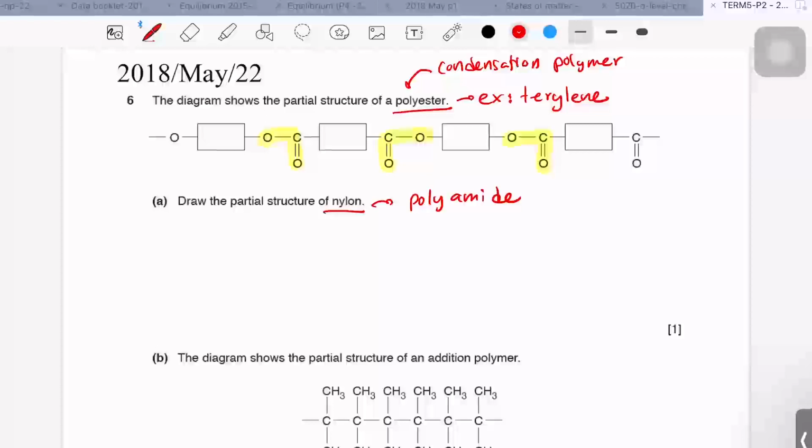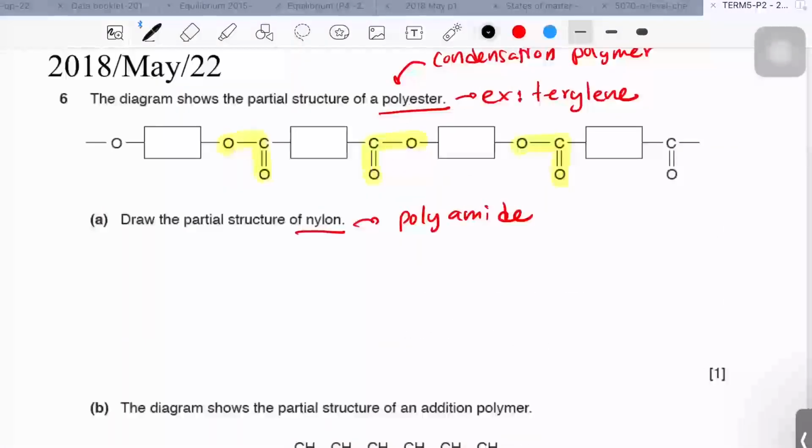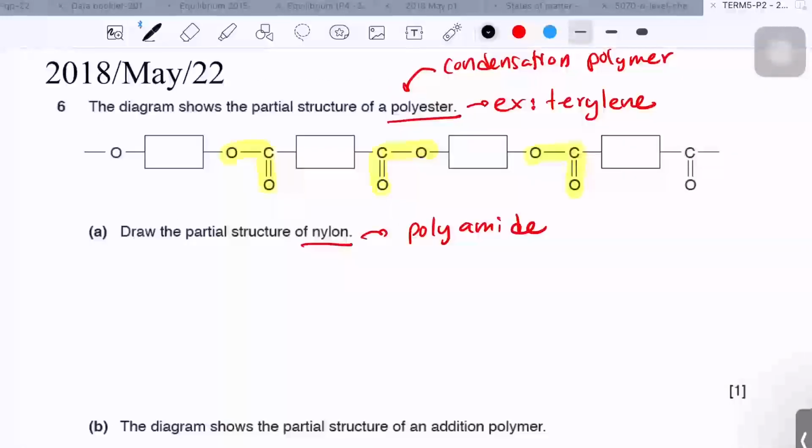Right, when nylon is formed, we're going to draw the partial structure of nylon. But I'm going to give a small note here about nylon. So to make nylon, we need two monomers like this. This monomer has a nitrogen bonded to two hydrogen, and not only one nitrogen, it has two nitrogens. Right? So we call them diamines.